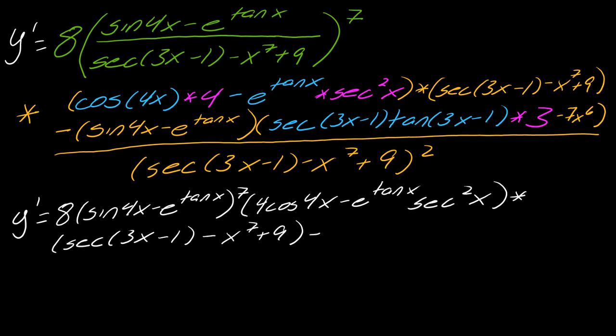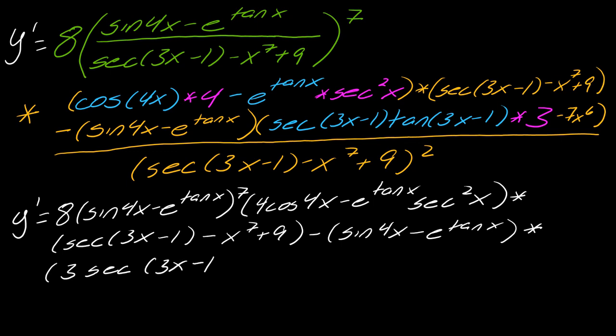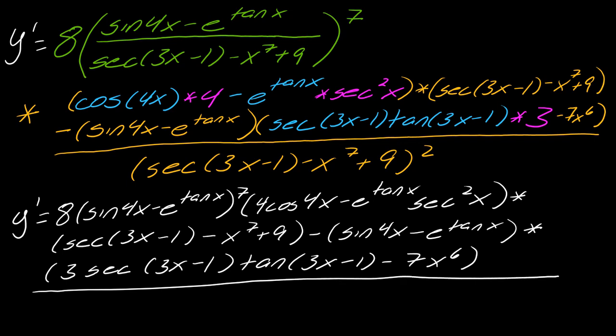minus sine of 4x minus e to the tangent x. This times, let's see, this will be 3 secant 3x minus 1 tangent of 3x minus 1 minus 7x to the 6th. And then here's the sorcery I'm going to do here.